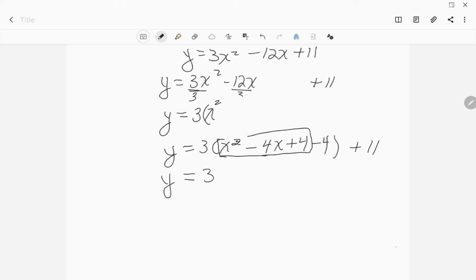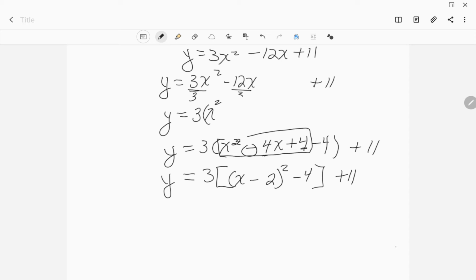Now I'm going to factor this perfect square trinomial that I just made. Remember, when you complete the square, it makes a perfect square trinomial. So when I factor that, the square root of x squared is x, the square root of 4 is 2, and there's a minus here, so it's x minus 2 squared. The thing is, I didn't do anything with that minus 4. It is still here. So I factored the trinomial, the minus 4 is still here, and hey, that plus 11 is still stuck on to the end.